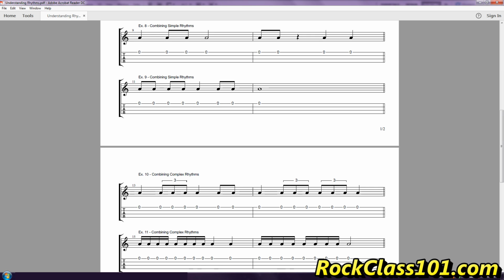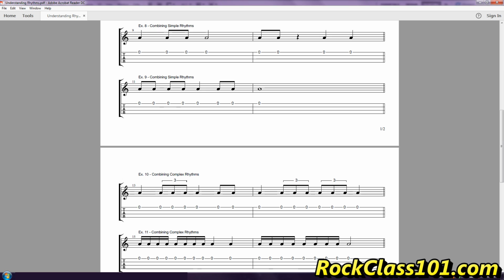Look at the next bar. We have quarter, triplet, triplet, quarter. 1, triplet, triplet, 4. 1, triplet, triplet, 4. So if we do our exercise 10 all the way through both bars, now we have 3, 4. 1, triplet, 3, 4, and 1, triplet, triplet, 4. So very tricky with that bar, right? Because we've got to switch between those rhythms.